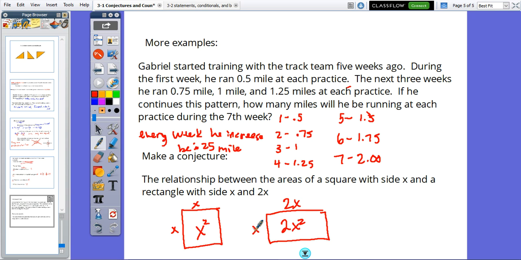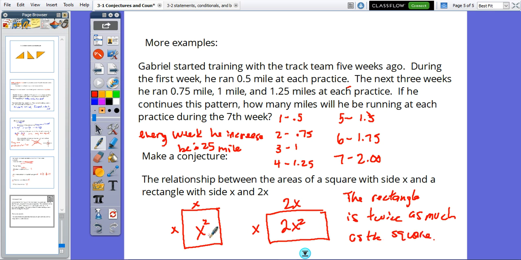So we have the areas now. So let's look at these areas. We got x squared and then 2x squared. All right, so if you had a guess, what are you gonna do right here? So let's look at them. They both have x squared, but this one has a 2. So what does that 2 represent when you're looking at the area? Well, it says that the rectangle is twice as much as the square.